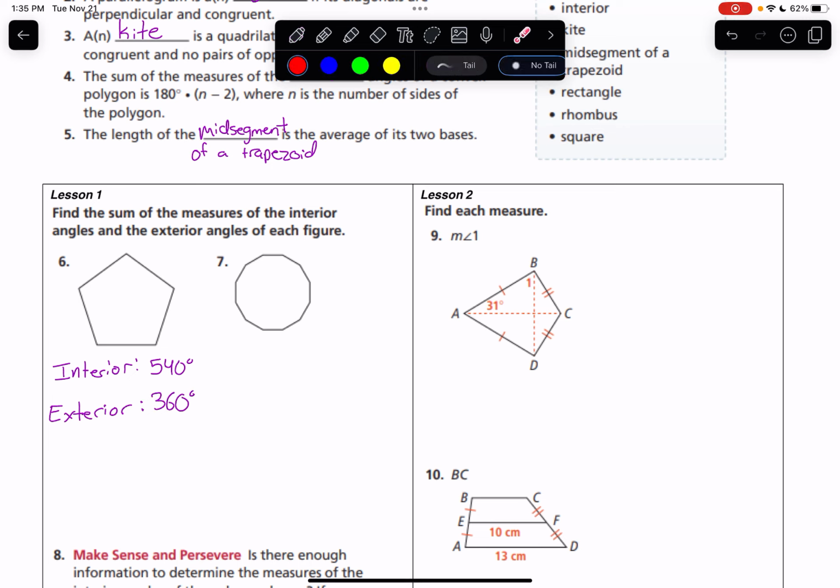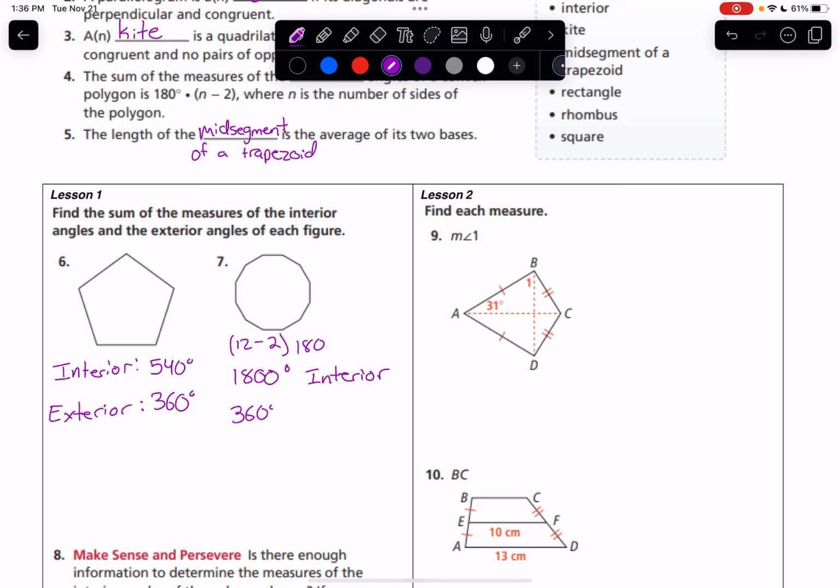This next shape, we've got to count the sides. So we've got 1, 2, 3, 4, 5, 6, 7, 8, 9, 10, 11, 12. So it's a dodecagon. So we will do n minus 2, 12 minus 2, times 180. That's 10 times 180, or 1800 degrees for the interior. And as always, 360 degrees for the exterior.